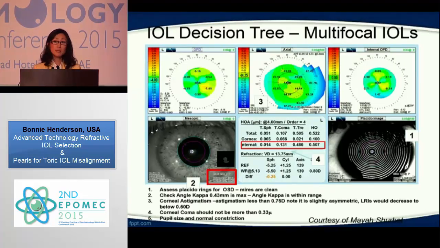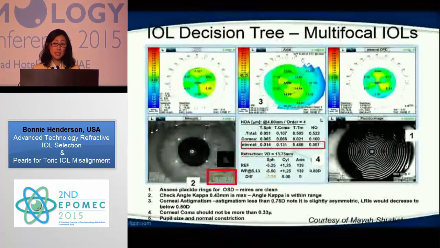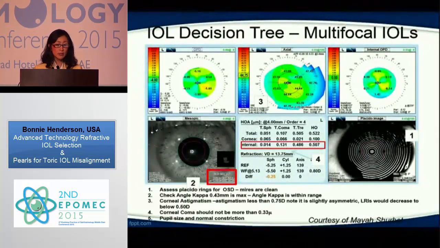Number one, it's a topography. So I look at the Placido disc image and I look to see if their cornea is nice and smooth. It can also look for angle kappa. So we know that the angle kappa should be 0.43 or less. It looks at the corneal astigmatism. It shows whether it's regular or irregular. It also tells you how much there is. And then it also tells you the higher order aberration. So it tells you how much is in the cornea, how much is in the overall eye. So it breaks it down into the cornea versus the overall eye. And then it also tells you about the pupil size. So it gives you a lot of information just from one screen.